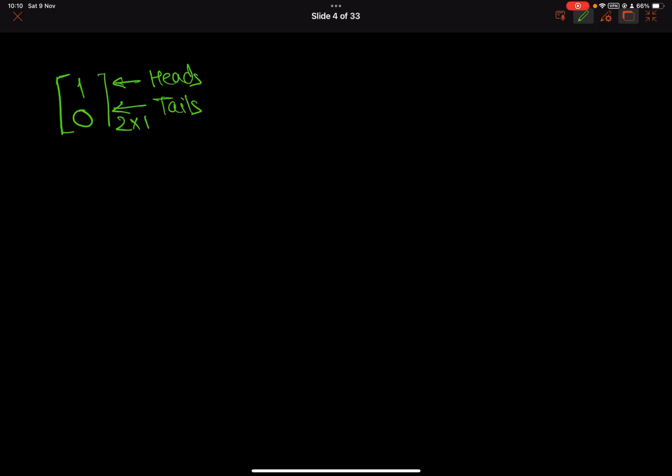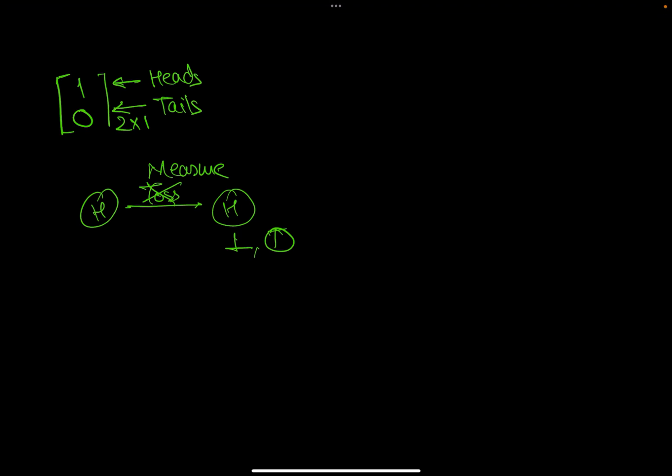If the coin was facing heads upwards, and instead of tossing the coin I measure it, I'll get heads with probability 1 and tails with probability 0, because I already know that heads was facing upwards. So currently this is the probability state of the coin, right?